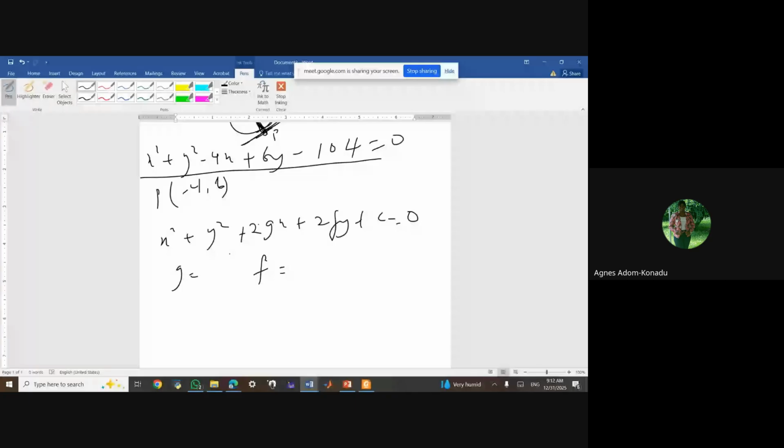Let's continue. So what is my F and what is my G? Given the equation x squared plus y squared minus 4x plus 6y minus 104 equals 0, what is G and what is F? Negative 2, 3.